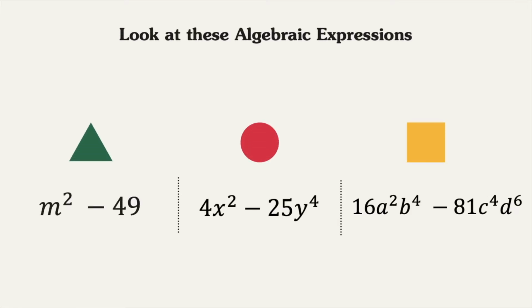Now, let's take a look at these algebraic expressions. m squared minus 49, 4x squared minus 25y raised to 4, and 16a squared b raised to 4 minus 81c raised to 4 d raised to 6. Observe closely. What can you say about each term? Very good. All terms are perfect squares, and each term is connected by a minus sign. Therefore, these algebraic expressions are examples of difference of two squares. Now let's have a discussion on how to factor each binomial.